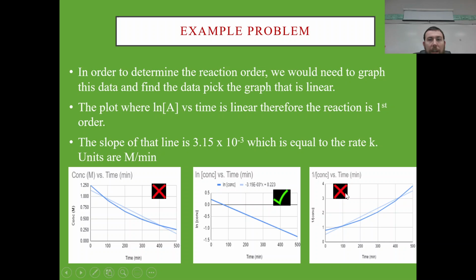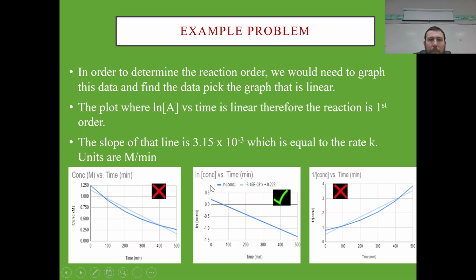We check our 2nd order graph, which is 1 over concentration versus time. The dark blue curve represents the data that we have, and this represents the line that we should have if it were 2nd order. We're seeing that there's a deviation there, so it can't be 2nd order. Then, if you got this plot in your calculator, you could perform a linear regression to calculate the value of the slope of that line.